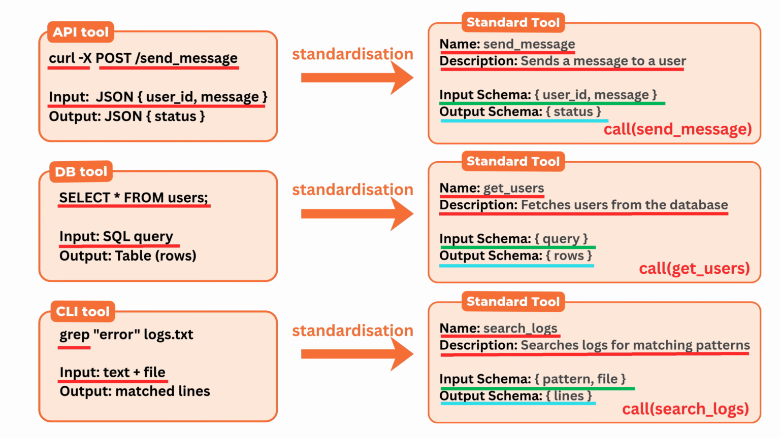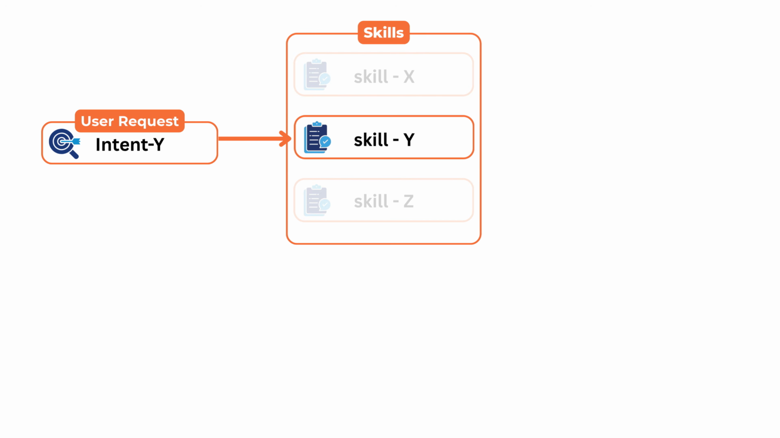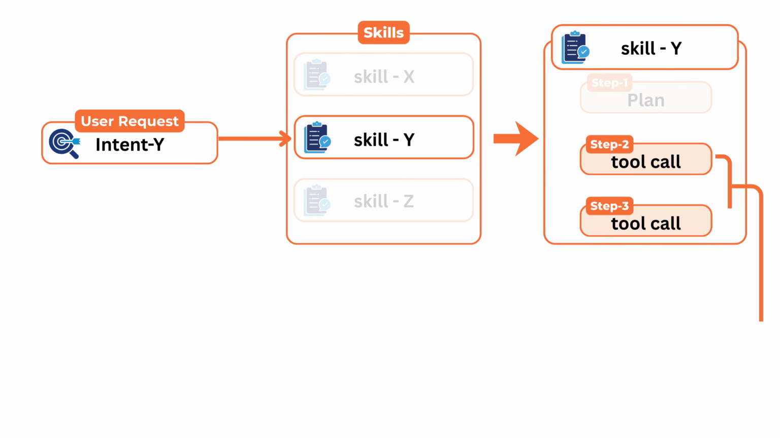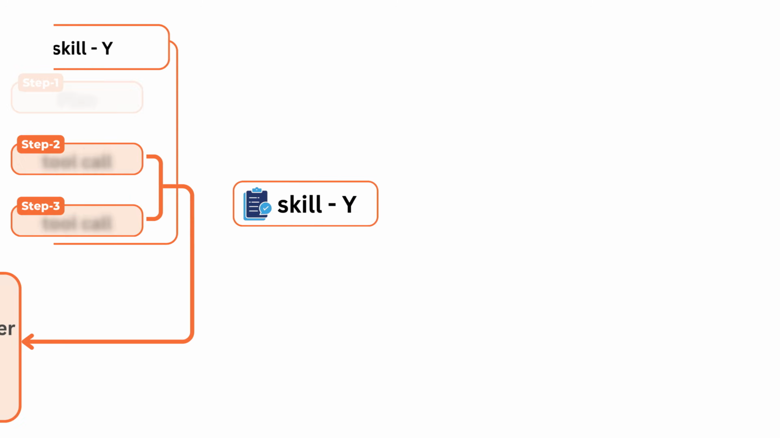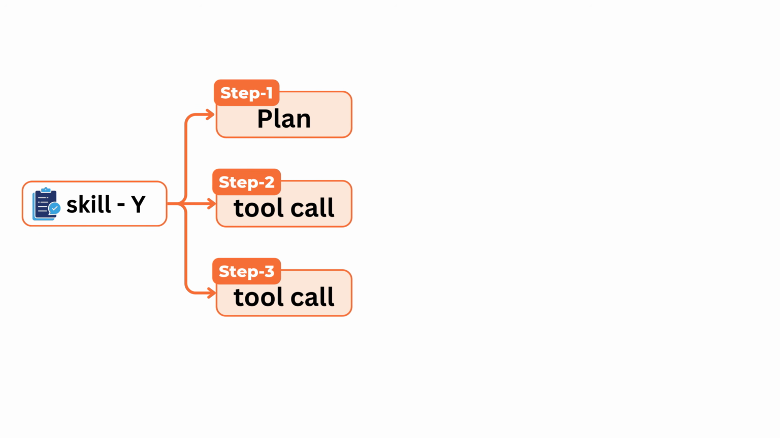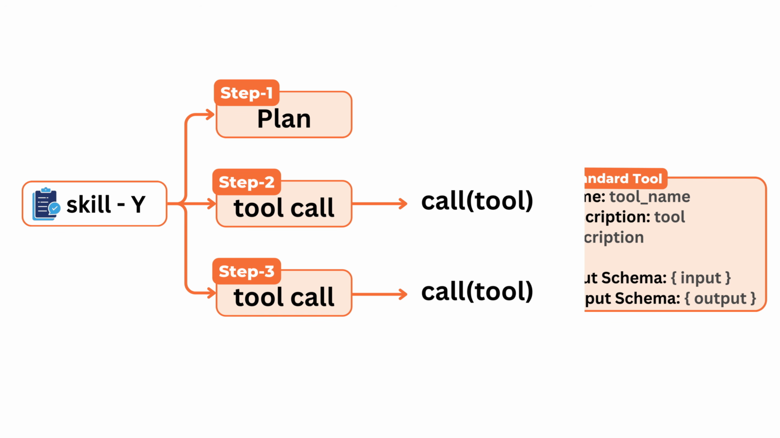So the flow becomes clear. User request is mapped to a skill, then the skill is mapped to multiple tools, and those tools have a standardized representation via MCP. And the key idea is this: a skill turns one intent into many coordinated steps, tools execute those steps, and MCP makes all tools look and behave consistently. Once these are clear, designing AI systems starts to feel a lot less messy and a lot more structured.